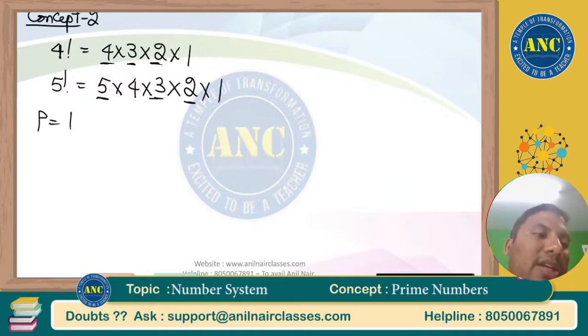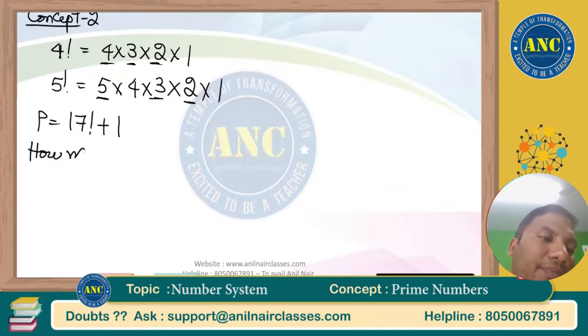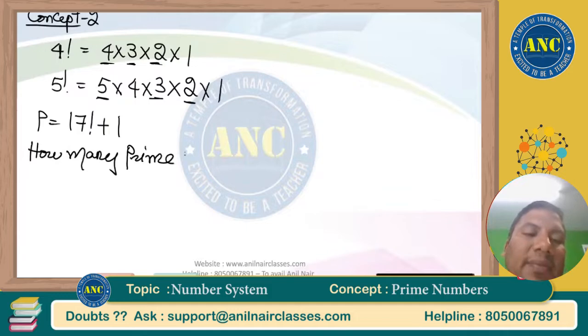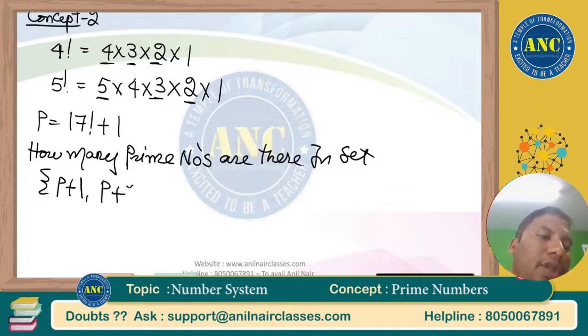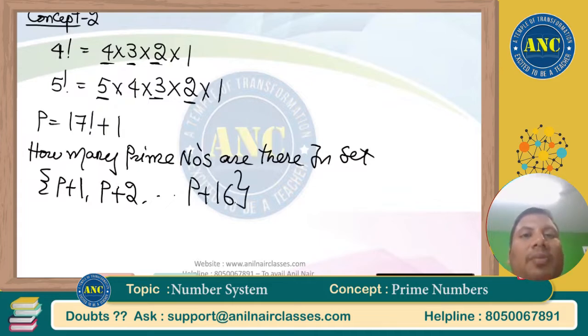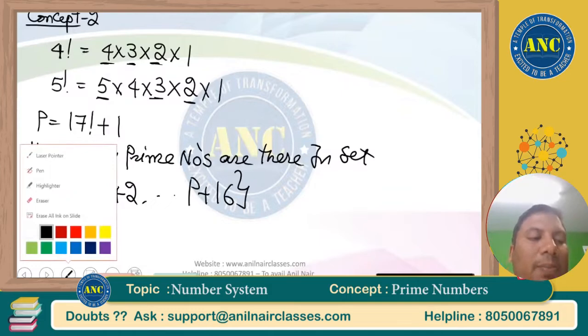Let P be 17 factorial plus 1. How many prime numbers are there in the set? The set is P plus 1, P plus 2, and so on up to P plus 16. How many prime numbers are there in the set?